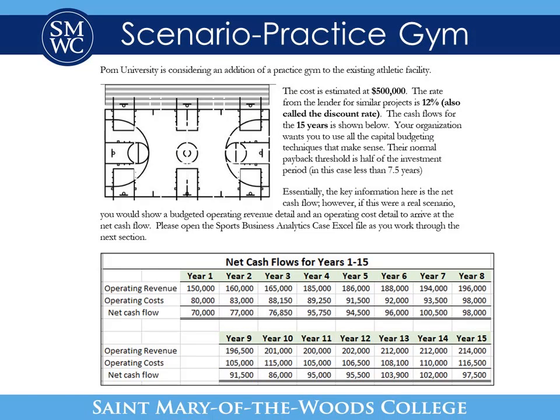Now, just to remind you, this is the Palm University scenario where they want to add a practice gym to the existing athletic facility. The estimated cost of construction is $500,000. The discount rate is 12%. And there's another point we need to look at: the normal payback threshold is half of the investment period. So if we get a return of 15 years, then we expect to get paid back in 7.5 years. That's normally something set by the organization, so that was like a prerequisite.